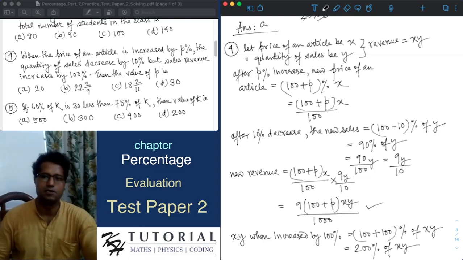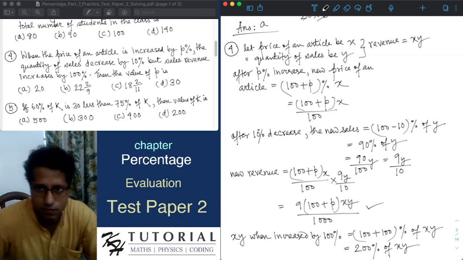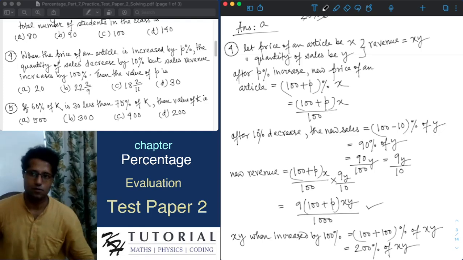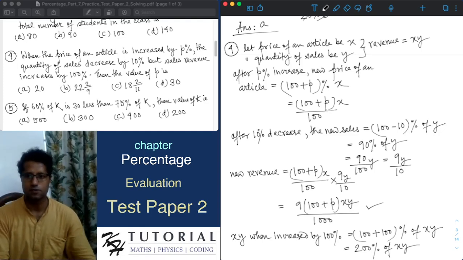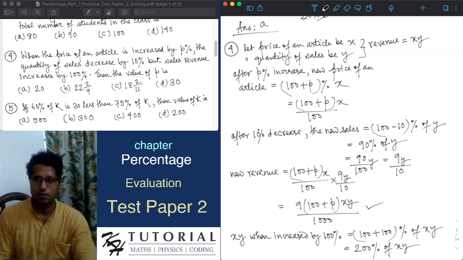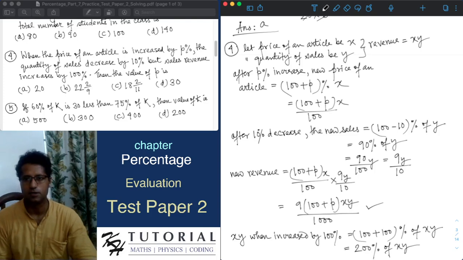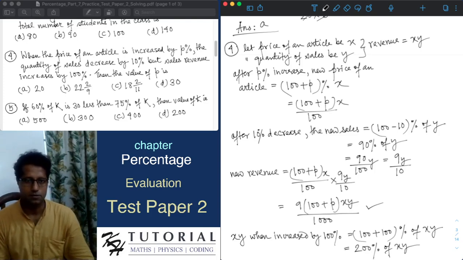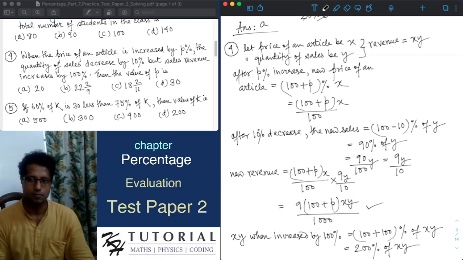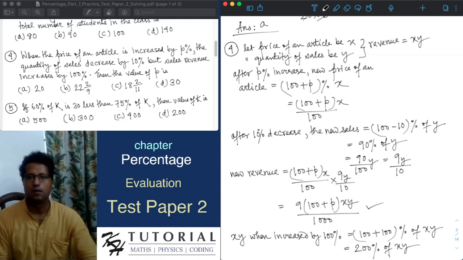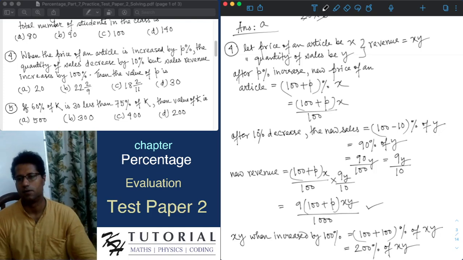Then the value of P is, we assume the price of an article is X, and we assume also the quantity of sales. When the price of the article was X, the quantity of sales be Y. So the revenue will be originally X into Y. Now after P% increase in the price of the article, the new price becomes 100 plus P% of X, which is 100 plus P divided by 100 into X.